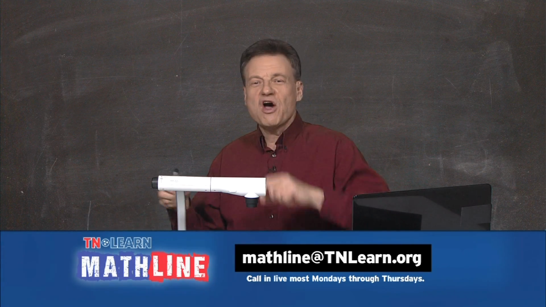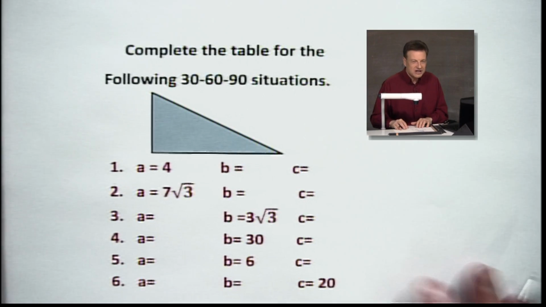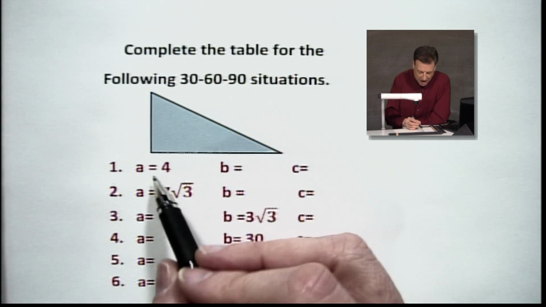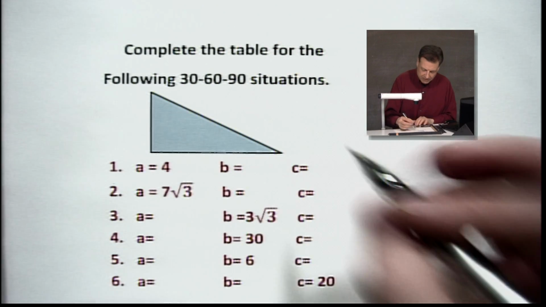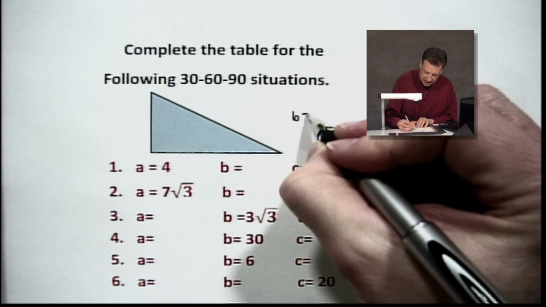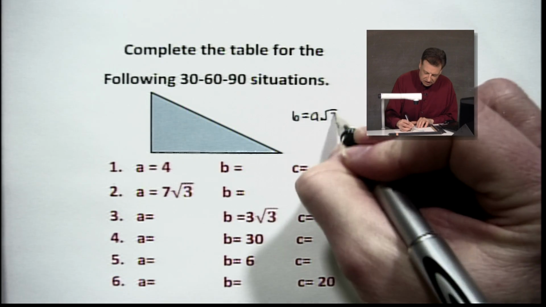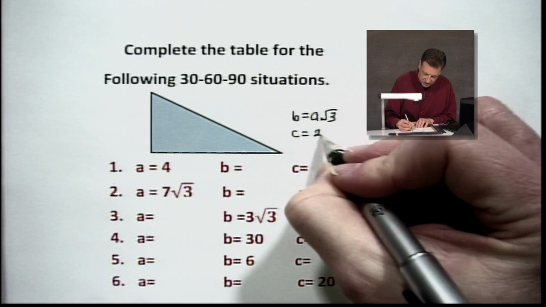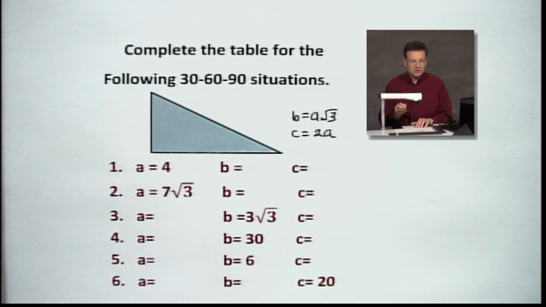How quickly can we do some problems? What do you think? It's almost the end of the show. Let's go for it. Let's see what we got here. Let's complete this table as far as we can go. Whew, let's go. All right, first one's easy. Rules, remember, by the way: B equals A times square root of 3, C is equal to 2A. That's where we work the first few.